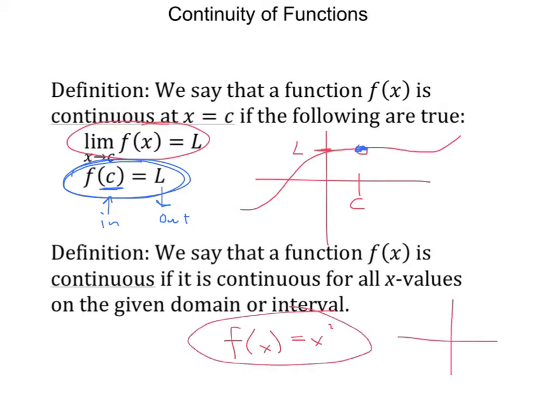It's a parabola, right? It looks like this. There are no holes, there are no jumps, there are no asymptotes. Because all of those things are true, the function is continuous everywhere. And because it's continuous, it means these two things are true at every point, at every x value of this function. Okay? So that's what it means to be continuous.